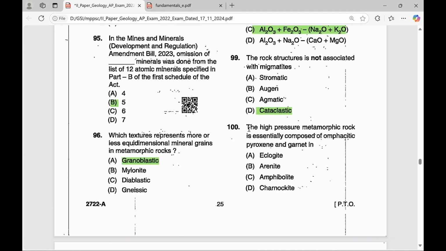So the last question: the high pressure metamorphic rock is essentially composed of amphibole, pyroxene, and garnet. Oh, this is very common: amphibole and pyroxene. What is it? It is eclogite.